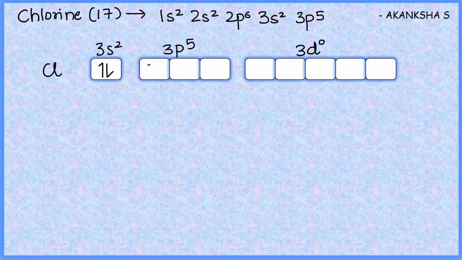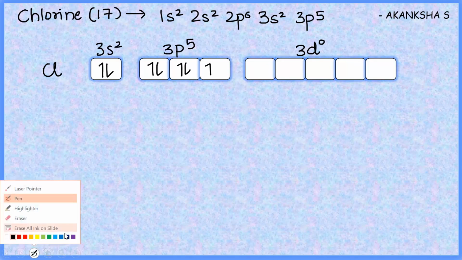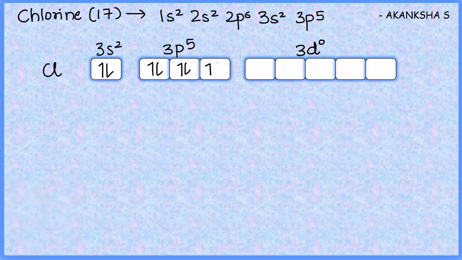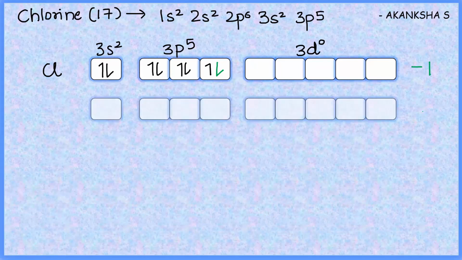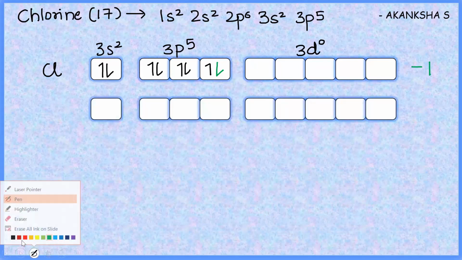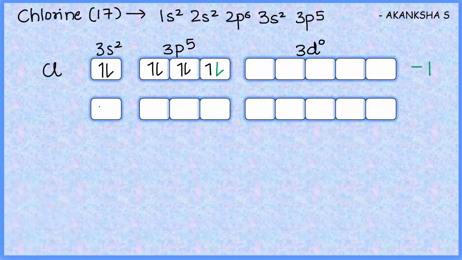Okay, if you have understood how to do this, pause the video and do it by yourself. What happens over here if we add one electron? What is the oxidation state? -1, right? What if we start losing the electrons? How would things look? Let's see.